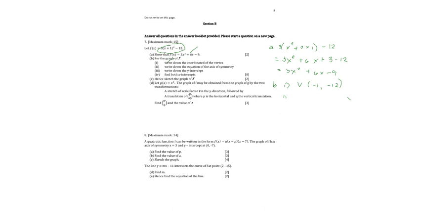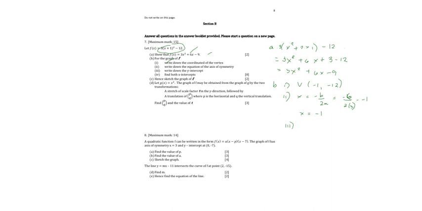So write down the equation of the axis of symmetry. The axis of symmetry has an equation of x equals -b over 2a. With that, we can use the answer in letter A here. So negative b is -6 over 2 times 3. So that will give us -1. Therefore, the axis of symmetry is at x equals -1.